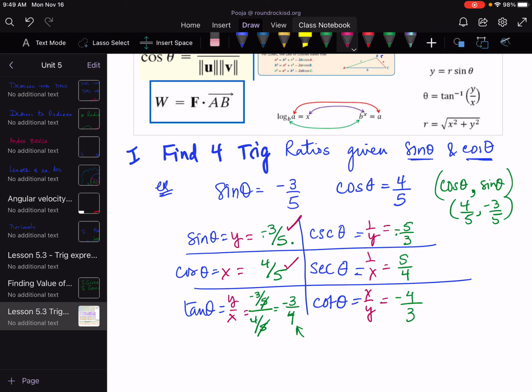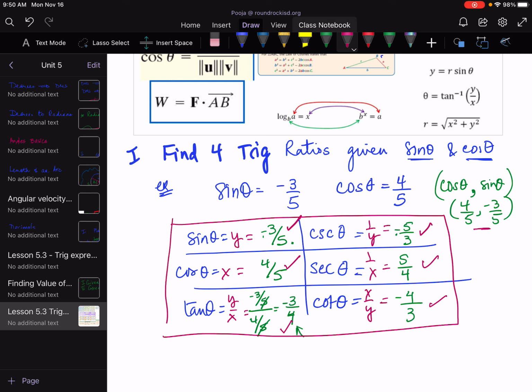So these two were already given to me, and those two actually gave me the point. From there, I just had to follow the formulas. Now I have all 6 of them, and I have completed my 6 trig ratios.